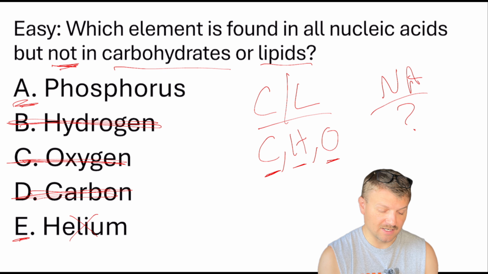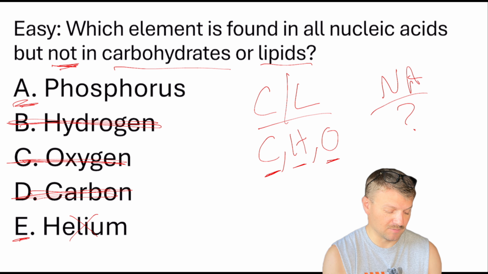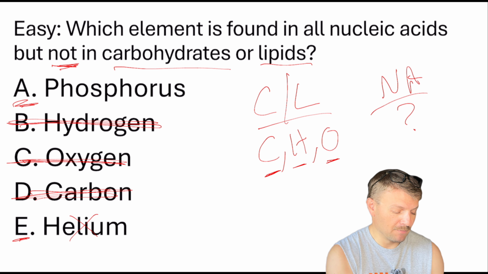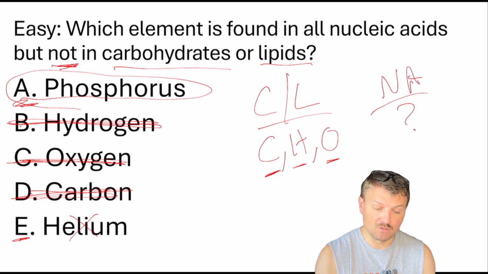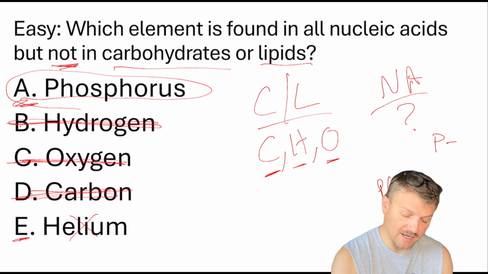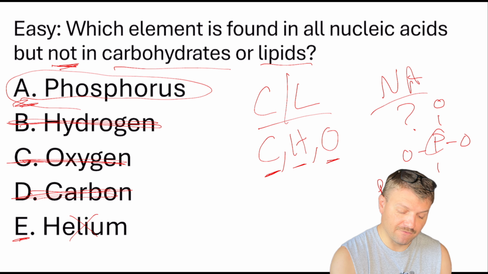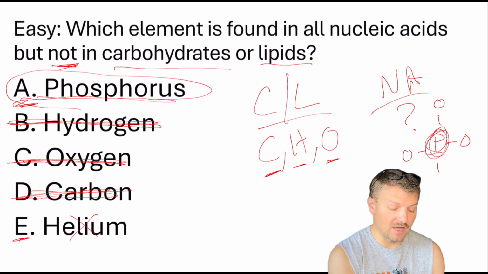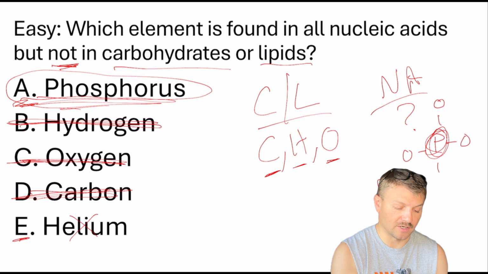Well, we know helium's not going to be in nucleic acids. Helium's not in any of the nucleic acids, but phosphorus is the right answer. If you remember, all nucleic acids have a phosphate group that's made of a phosphorus atom and 3 oxygen atoms. So we know that that phosphorus element defines nucleic acids versus carbohydrates and lipids.